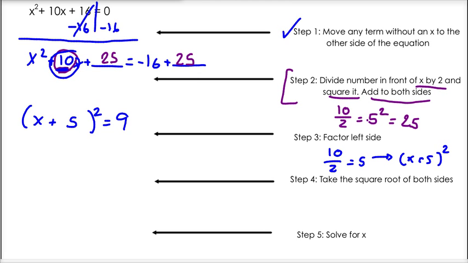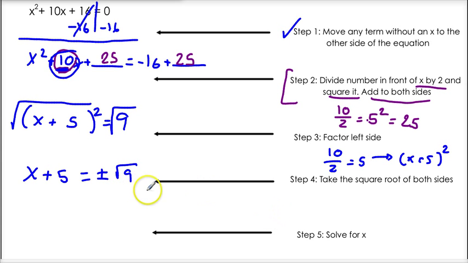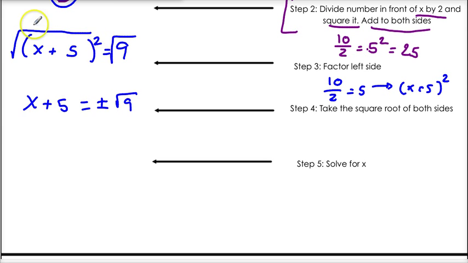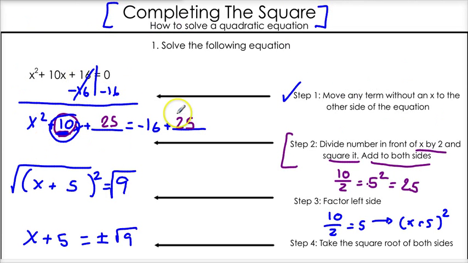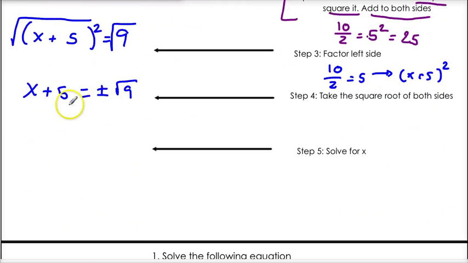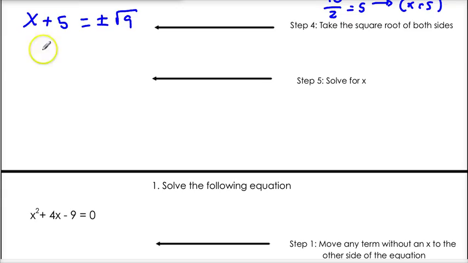Next step. This looks exactly like what we just did, so you should know what to do now. We take the square root of both sides, and we get x plus 5 equals the positive or negative square root of 9. Now the final step is just to solve for x. Once you get through these initial steps, you know exactly how to solve it from here. This is just the first part of the lesson.